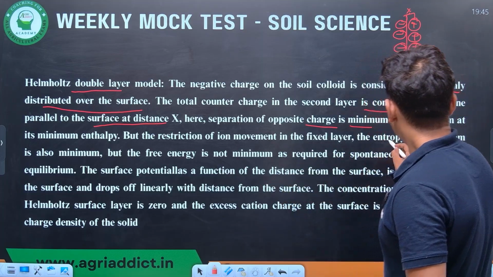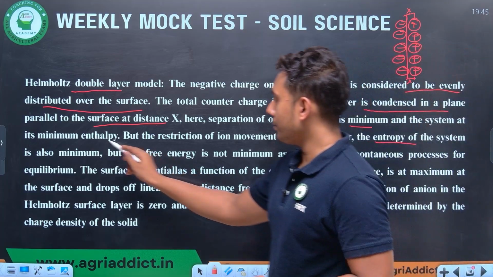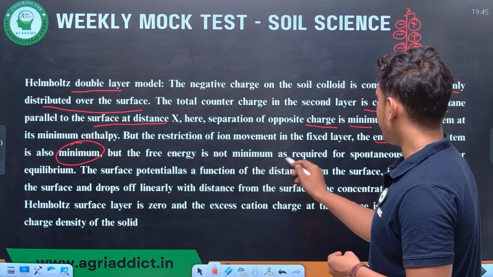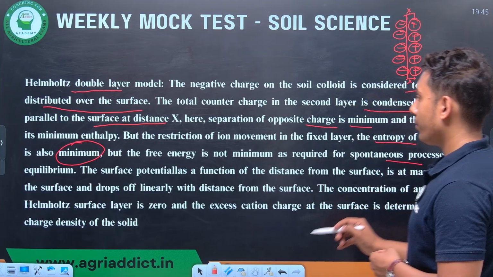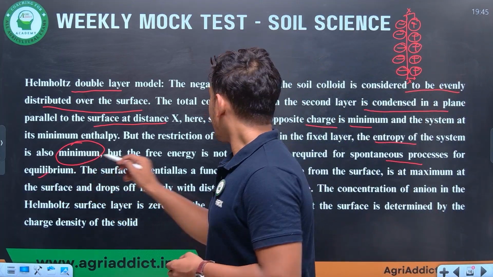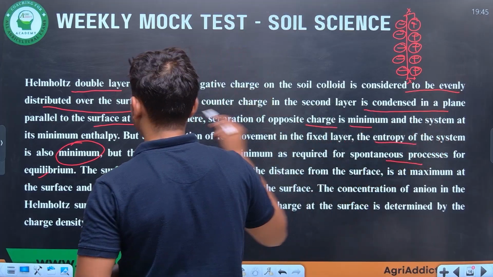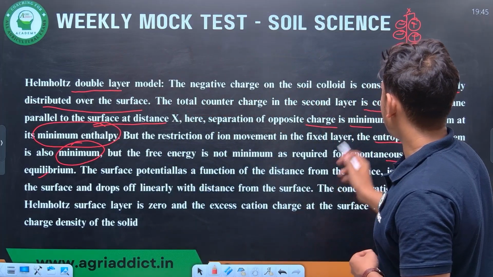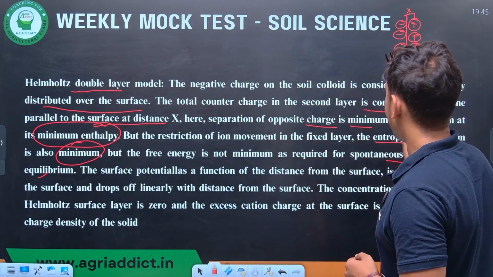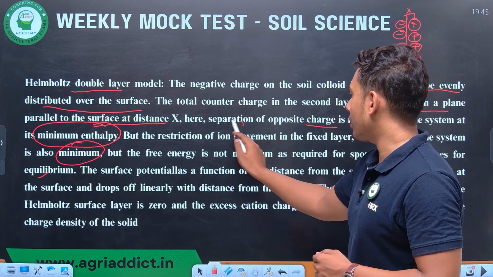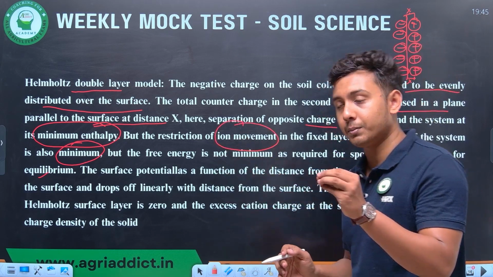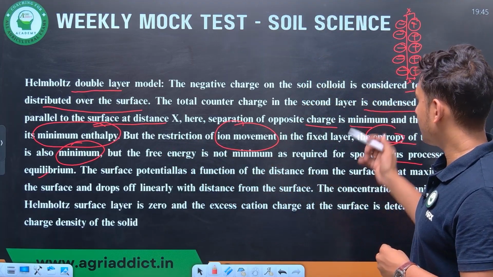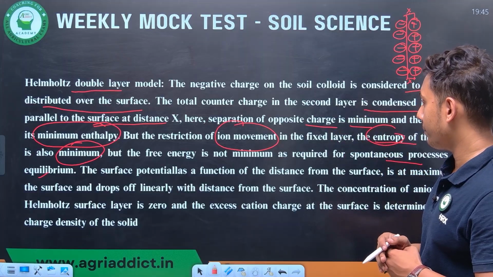So that's why the entropy of the system is also minimum, because the randomness is low, and the free energy is not minimum as required for a spontaneous process at equilibrium. Also, because the separation is minimum, the enthalpy is also minimum. Due to the lesser distance between opposite charges, ion movement is less, so the entropy is minimum, and the enthalpy is also minimum because the distance is less. So both the enthalpy and entropy will be minimum.